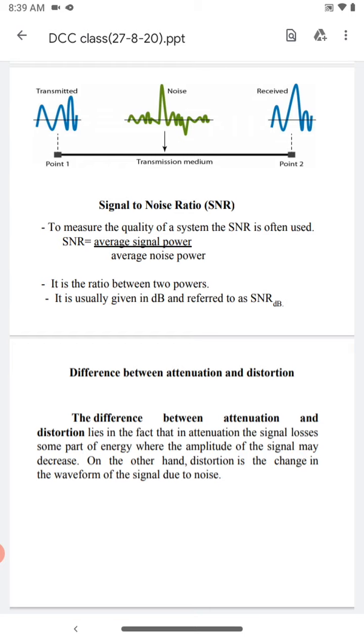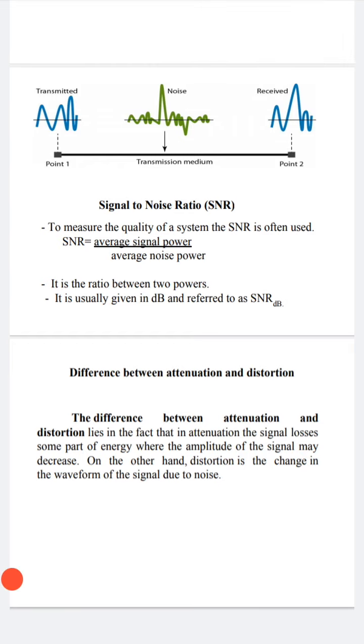What is the difference between attenuation and distortion? The difference between attenuation and distortion lies in the fact that in attenuation the signal loses some part of its energy, where the amplitude of the signal may decrease. On the other hand, distortion is the change in the waveform of the signal due to noise.